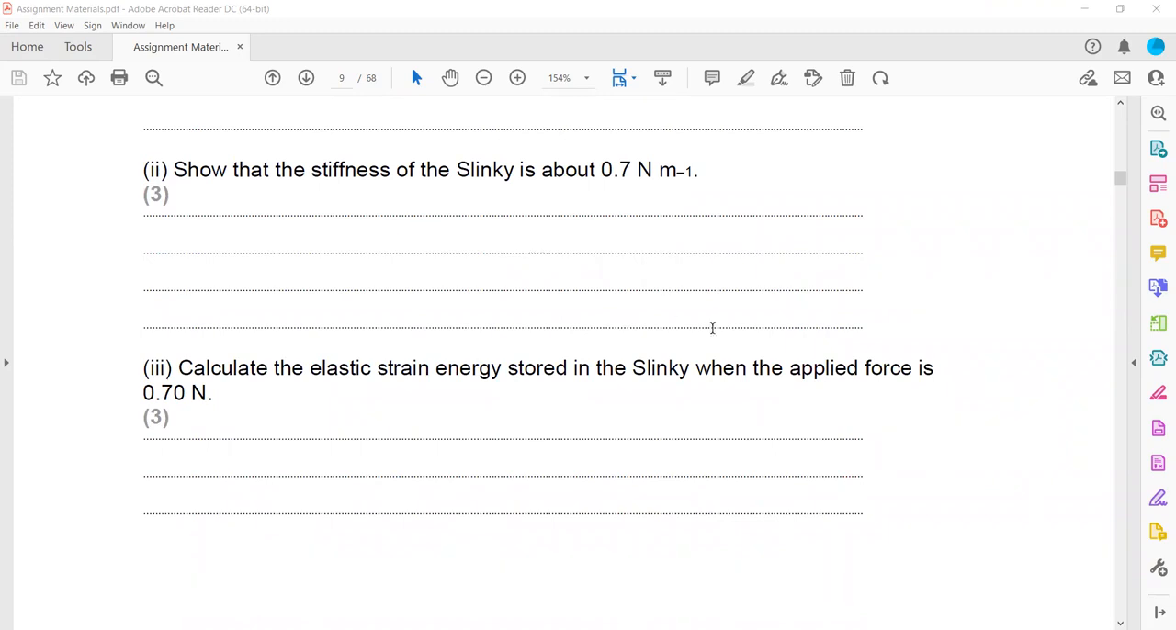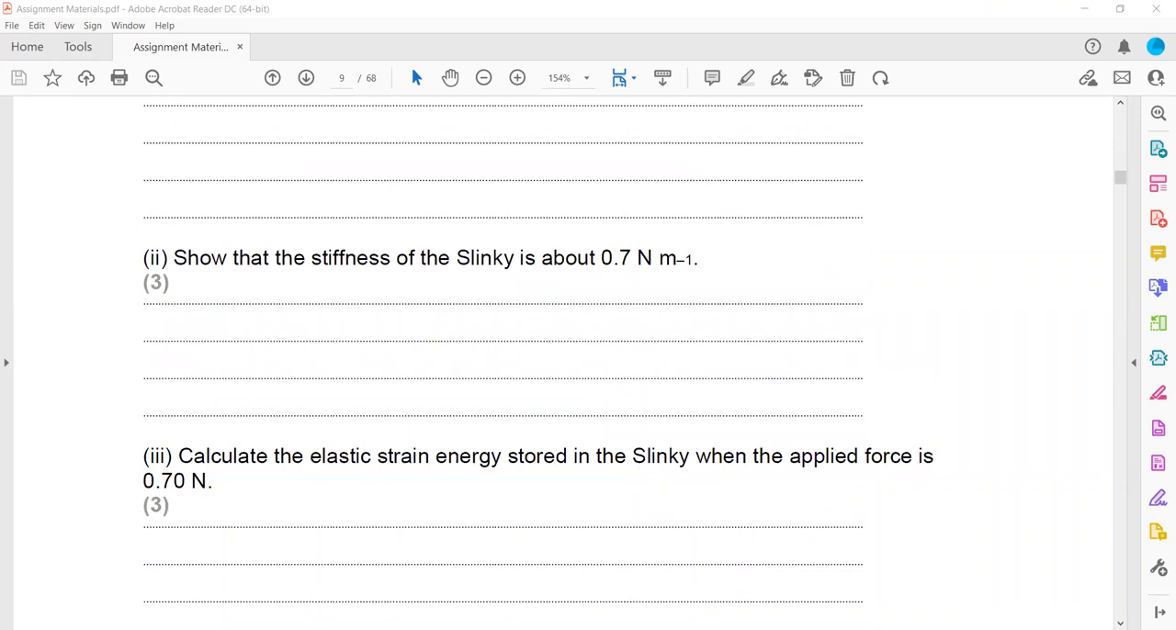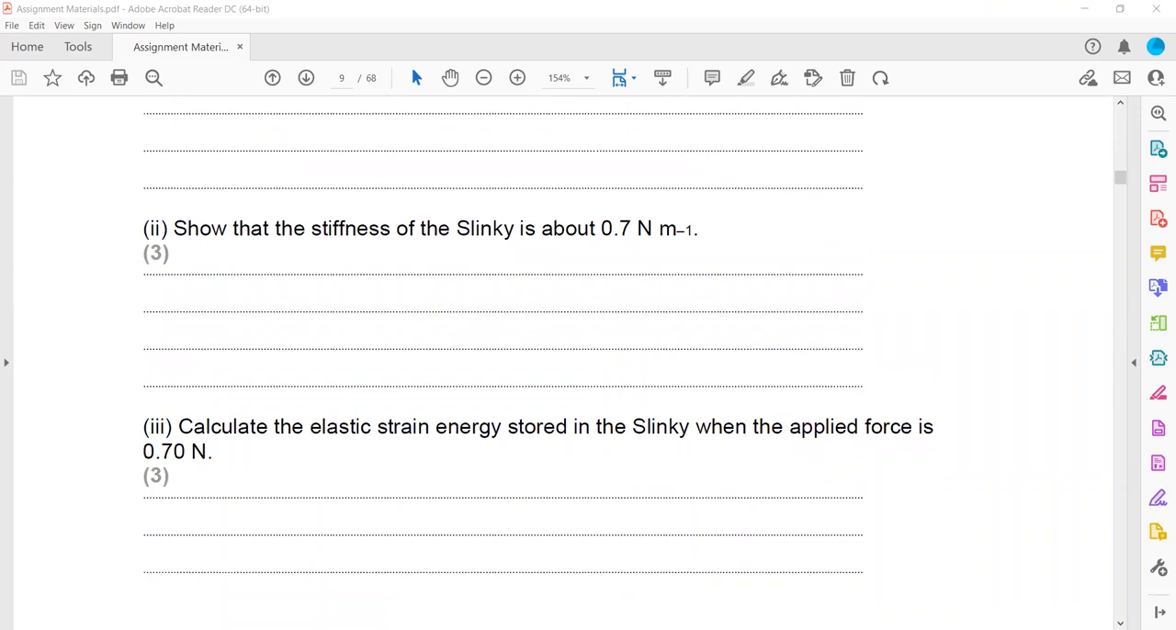Force applied is 0.7. Elastic strain energy is basically the area. You can use the area under the graph, or the elastic strain energy is given by half force into extension. So half force is 0.7. And what about extension? For extension, we have to check the graph.